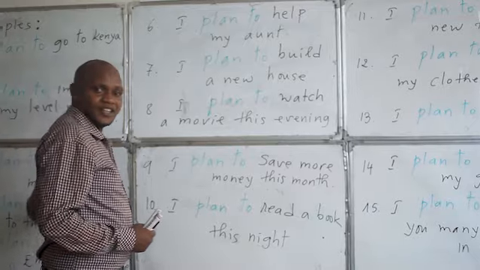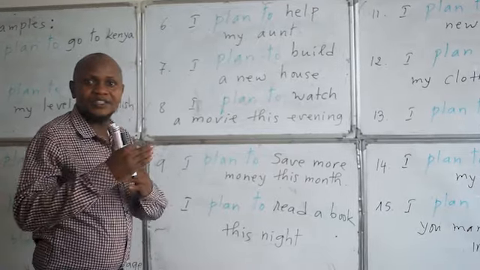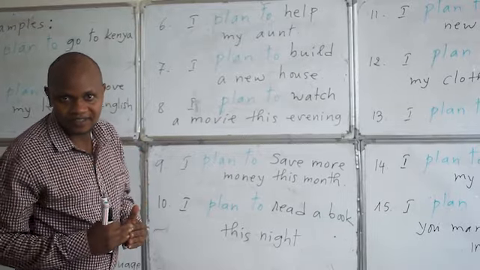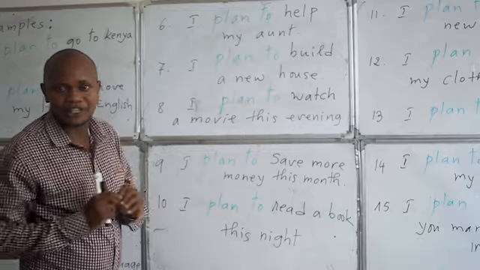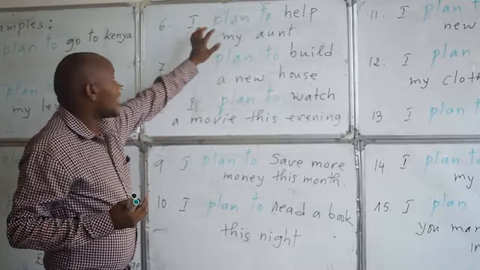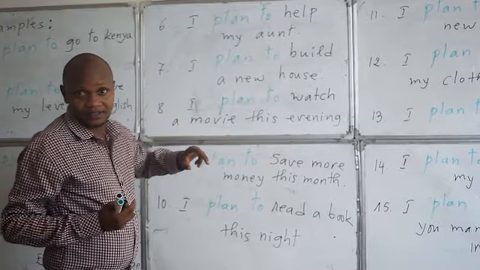Good. As you have seen here, we've been talking about I plan to do something. You add another verb. I plan to help. As here, you can say, I plan to help my aunt.